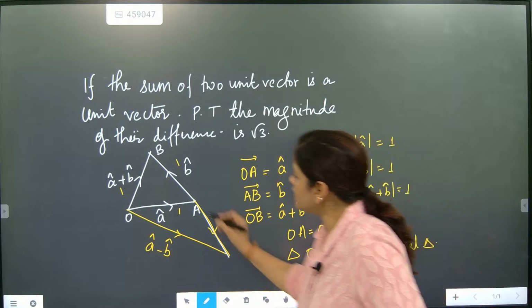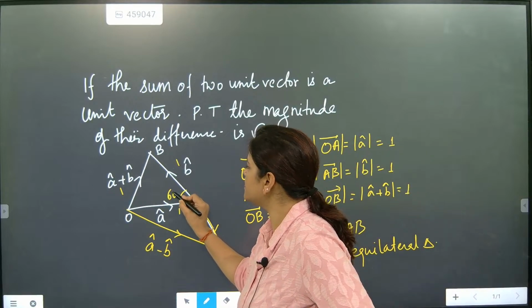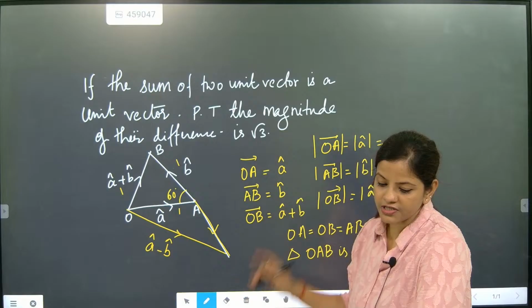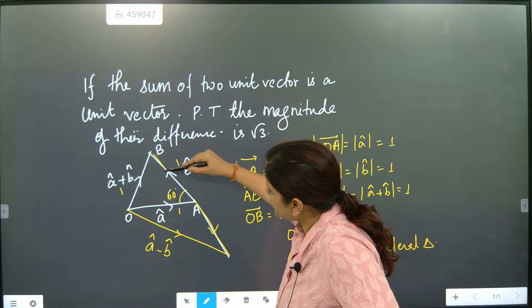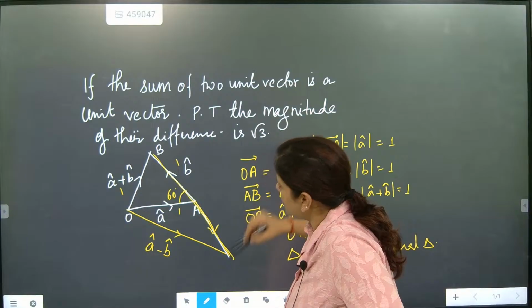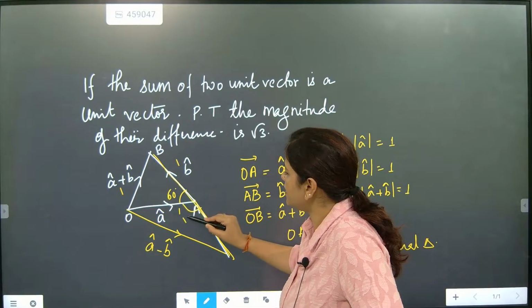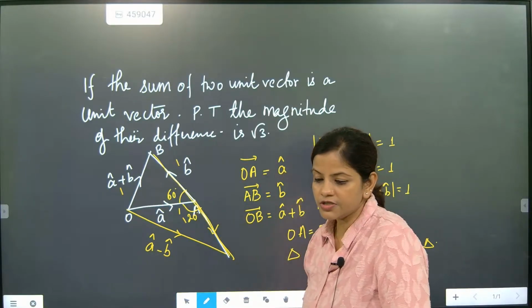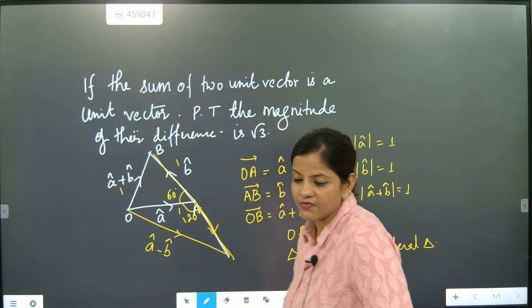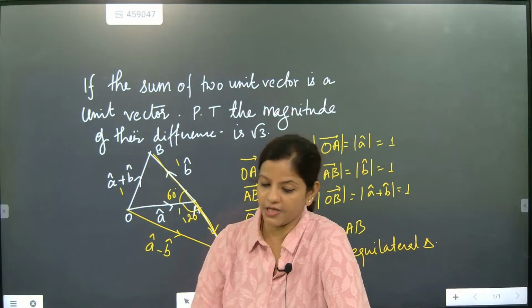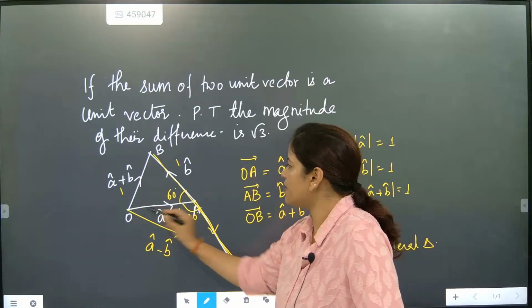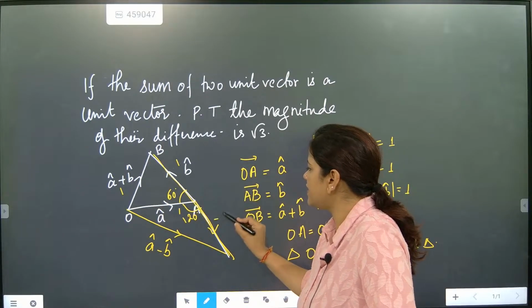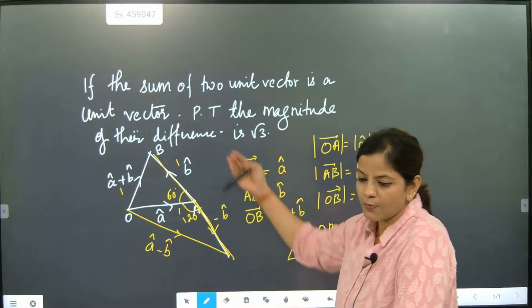If it is an equilateral triangle, this angle will become 60 degrees. Since this is an extended line, this part will become 120 degrees. Understood? If this section is 60 degrees, this part will become 120 degrees. Now we need to understand that this part is A vector, and this part is minus B unit cap, because it is in the opposite direction now.